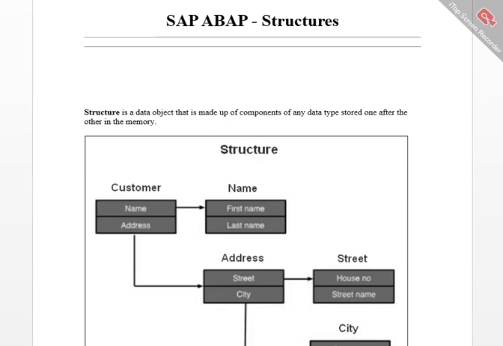Hello and welcome. In this video, we are discussing SAP ABAP Structures. So a structure is a data object that is made up of components of any data type stored one after the other in memory.